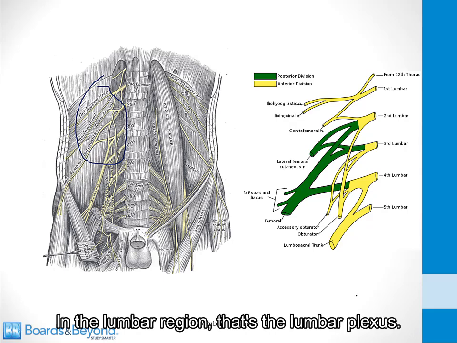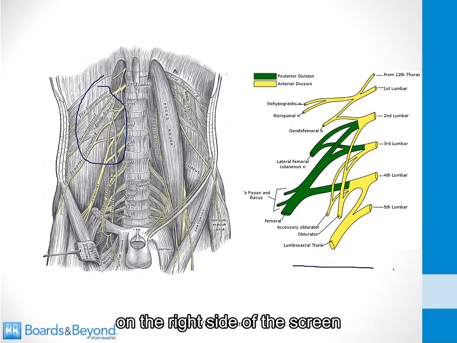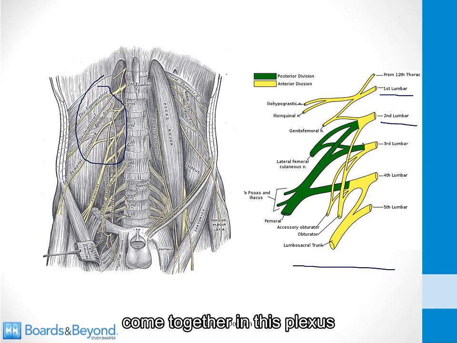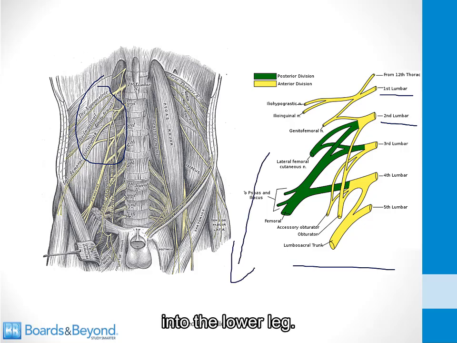That's the lumbar plexus. There's another drawing of this on the right side of the screen showing how nerve roots from the first lumbar and second lumbar and other levels come together in this plexus and form various nerves that travel down into the lower leg.